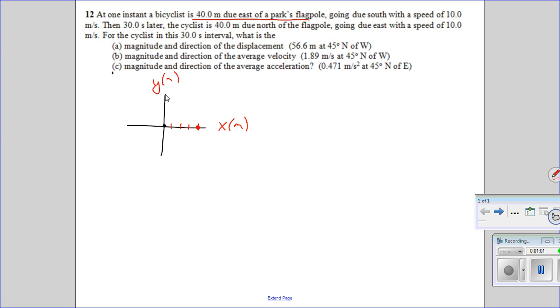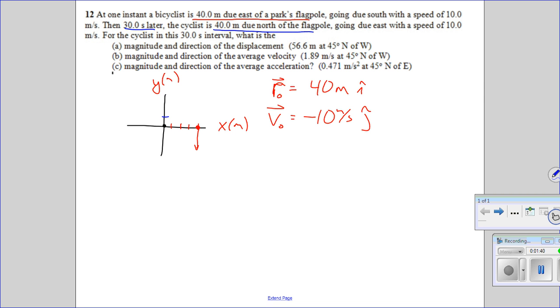And it tells us that he's going due south with a speed of 10 meters a second. So here's what we just learned. We know that our initial position, r0, is 40 meters along the x-axis, the i-axis, right? And at that instant, our velocity is negative 10 meters a second on the y-axis, right? Okay, so that's that.